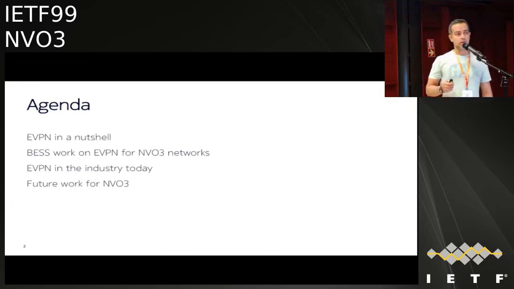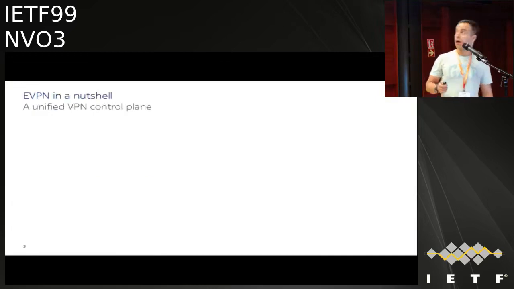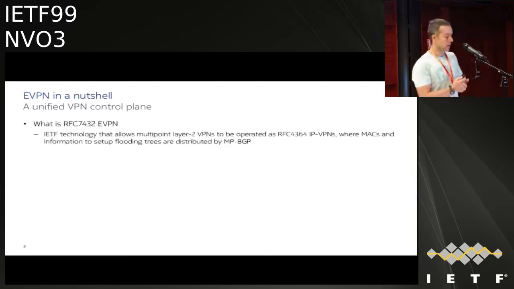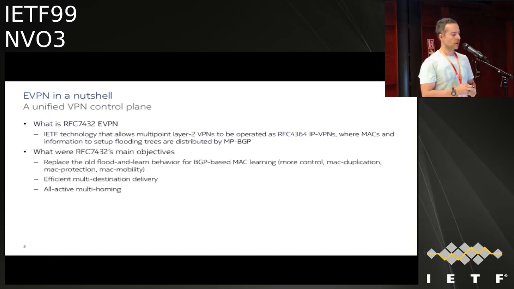So EVPN in a nutshell, what is EVPN? Ethernet Virtual Private Networks. It's specified in RFC 7432. The original idea was to have a multipoint layer 2 VPN operated as we do with IP VPNs, where the MAC addresses and all the information you need to set up flooding trees is distributed by multiprotocol BGP. The main objectives in RFC 7432 were first to replace the old flood and learn behavior that we have in traditional Ethernet networks with BGP, right?